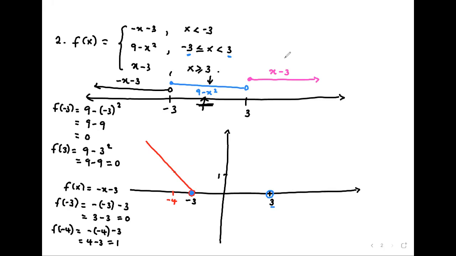There's a question: how do you know that the endpoint is included or not included? If you have less or equal to, you include. If I only have less, exclude.